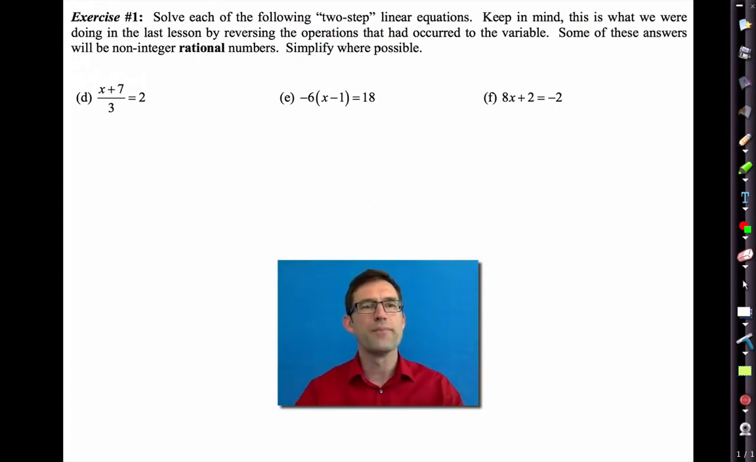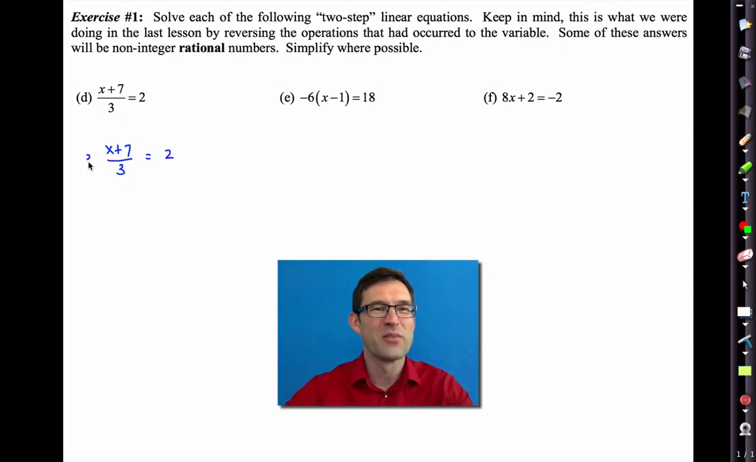All right, let's go through them. In letter D, again, take a look. We've taken x, added 7, then divided by 3. So the first thing we're going to do is rewrite the problem so that we have a little bit of room. But we're going to multiply both sides of the equation by 3 to get rid of that division by 3. That gives me x plus 7 is equal to 6. Now we can get rid of the addition of 7 by subtracting 7 and getting x equals negative 1.